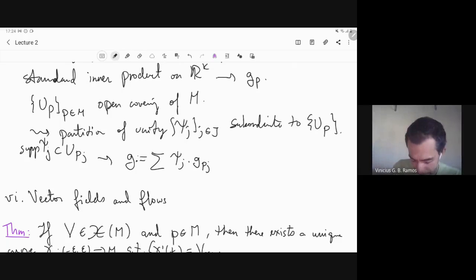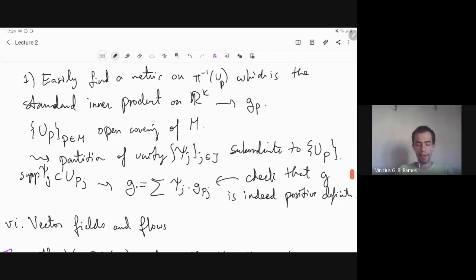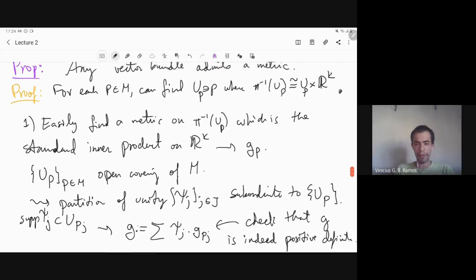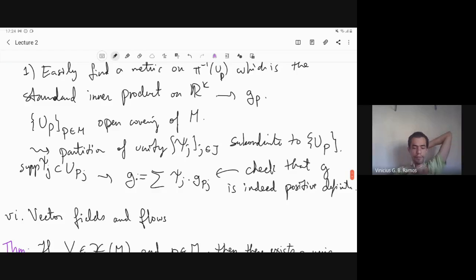So you have to check that g is indeed positive definite. But again, partitions of unity will tell you that if you have this local thing, then you can extend it to all of your manifold.